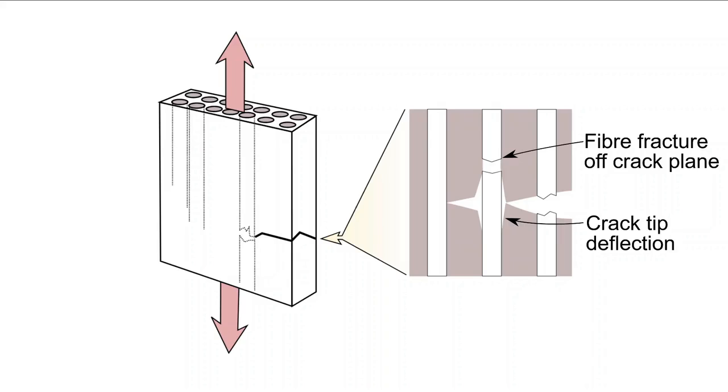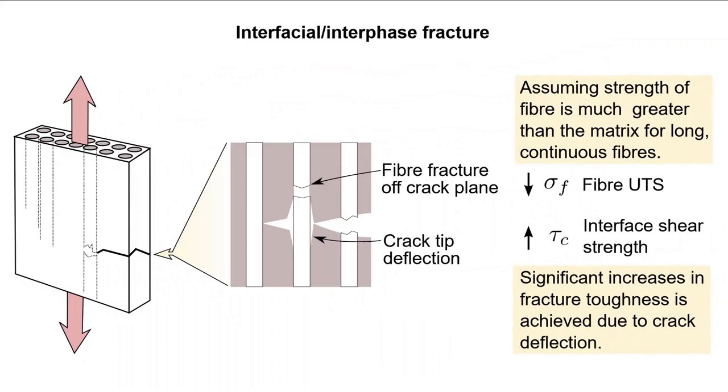When the fiber breaks off of the crack plane, this leads to a potentially large-scale deflection of the crack, as it now has to travel along the fiber interface, connect with the fiber fracture site before propagating further into the matrix and repeating. The strength of the fiber will need to be much stronger than the matrix and be long and continuous in order to realize this mechanism.